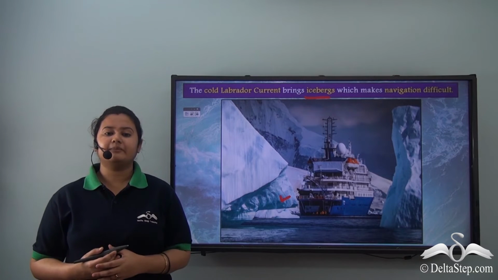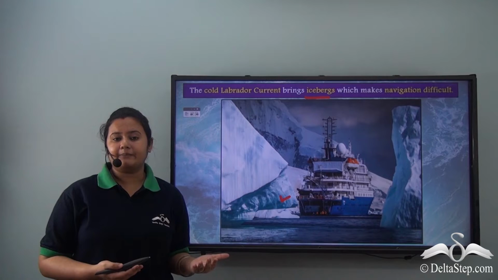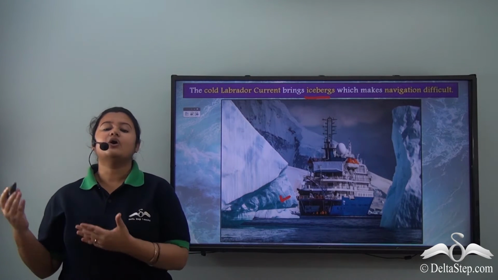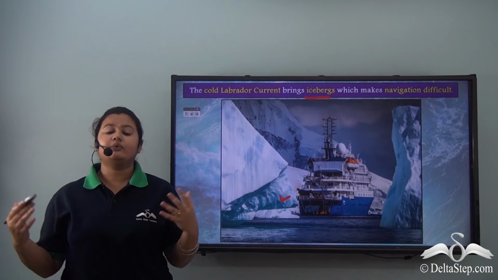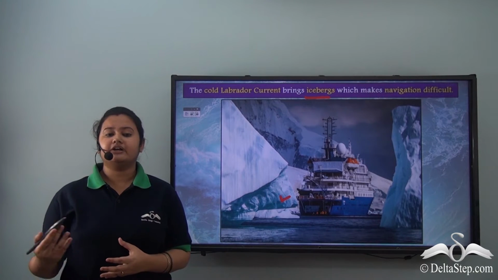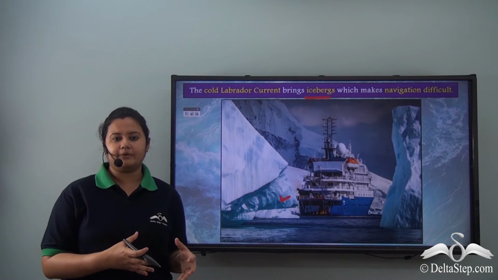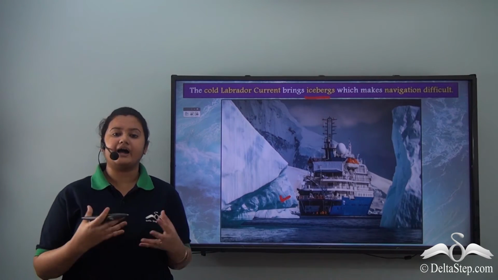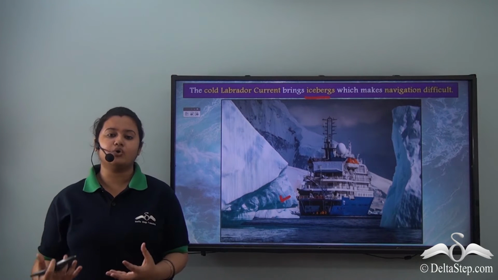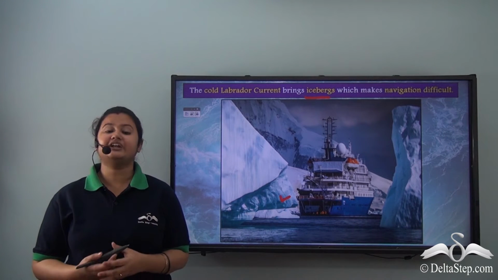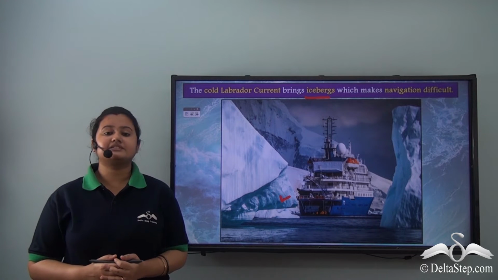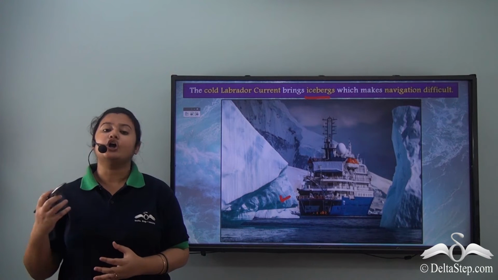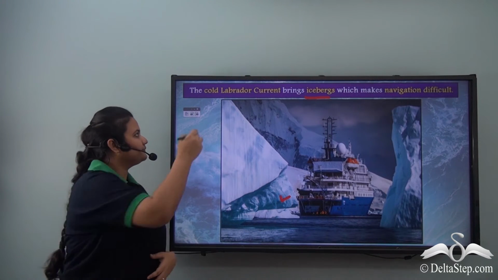So we learned about one merit of the Labrador Current, that is when the cold Labrador Current meets with the warm Gulf Stream, a fishing ground develops. And we also learned about a demerit of the cold Labrador Current. What happens is that the cold Labrador Current brings down icebergs from the Atlantic Ocean, which makes navigation difficult. Now we will study the complete circulation of ocean currents in the North Atlantic Ocean.